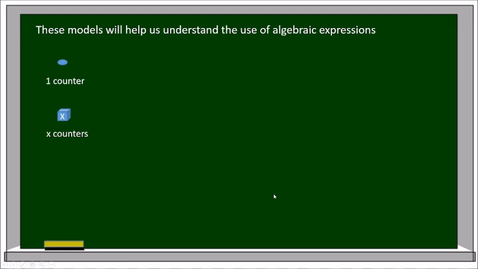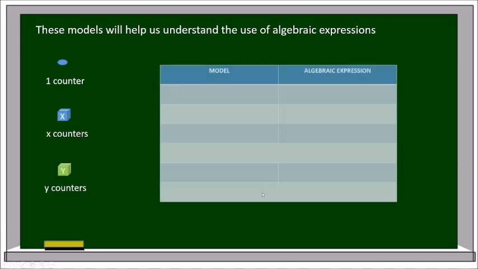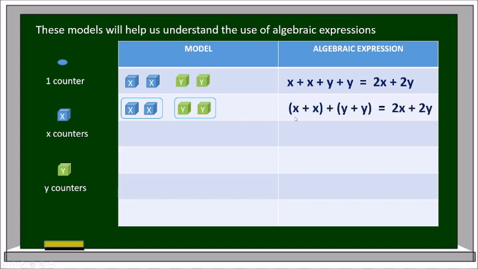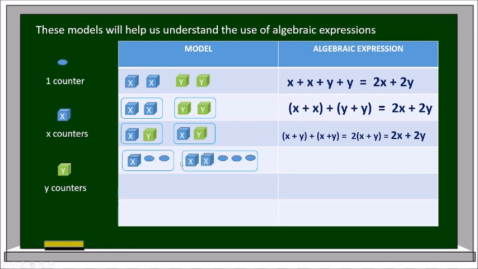Okay, again, another. So again, our model: we have 2x and 2y. So our algebraic expression is 2x + 2y. Next is 2x + 2y, but this time with parentheses, still the answer is 2x + 2y. Another, (x + y) + (x + y) is equal to 2(x + y), which is equal to 2x + 2y.